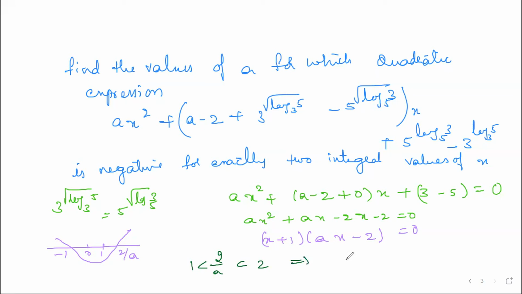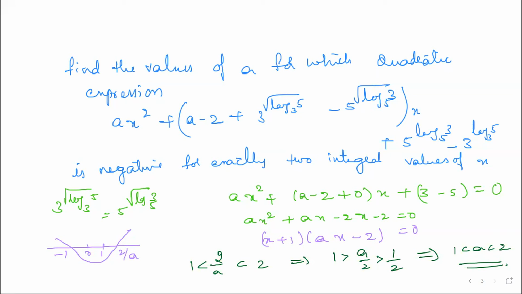Or you can also write a by 2 will be in this form. So this should give you the a values lying between 1 and 2. In this question, we just need the values of a, but we are also using the log properties here along with the quadratic expression properties.